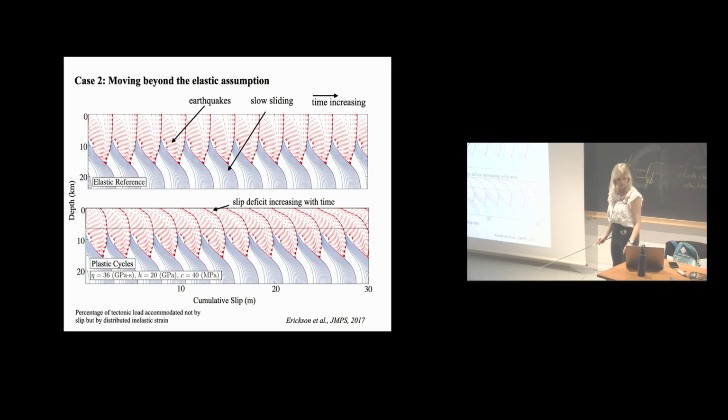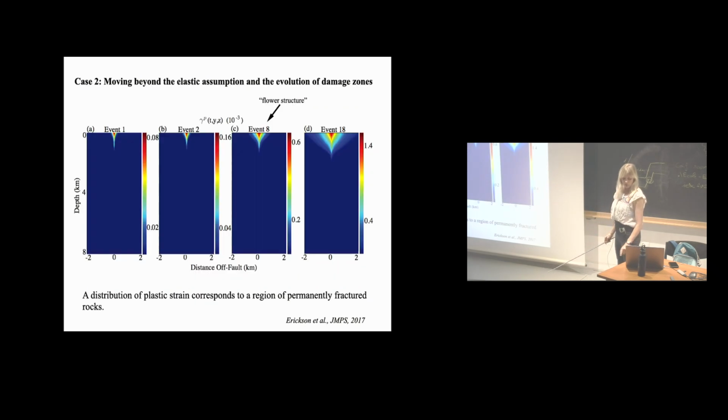And if you look at the plastic strain accumulated, now what I'm plotting is, the fault is here, and it's in between this flower structure, and I've zoomed into it, so I'm looking at distance off the fault through the different events. You can see this flower structure of equivalent plastic strain up here that's broadening and spreading outwards with each event. So by event 18, you see a very large damage zone that's concentrated around the center of the fault.